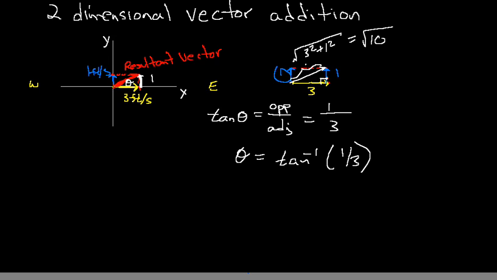So now that we have the theta, we have the magnitude, which is the length of the vector that resulted from these two, the blue and the yellow. We have the magnitude, and we have the angle, and therefore we represent this as the resultant of the two vectors.